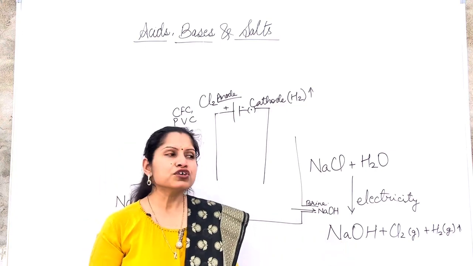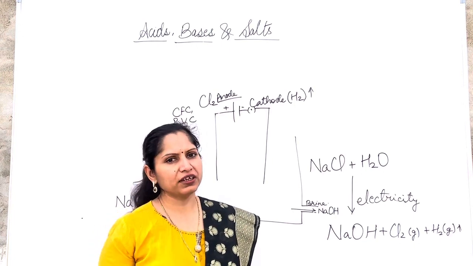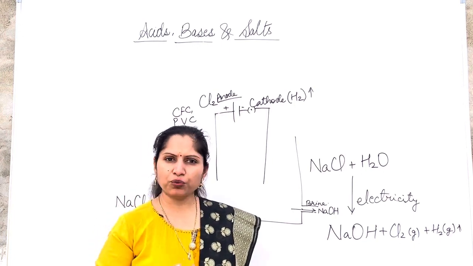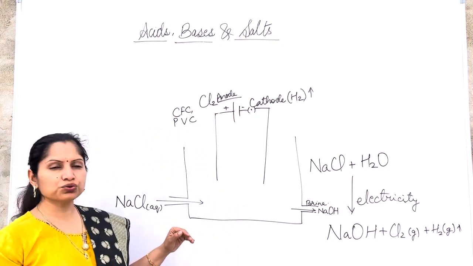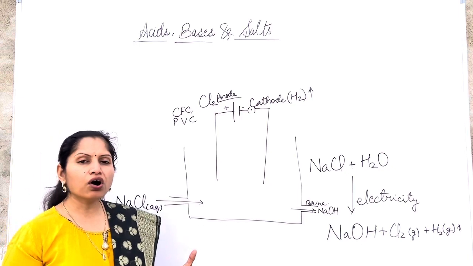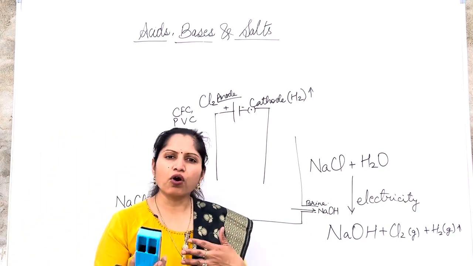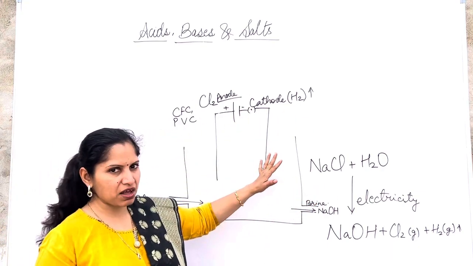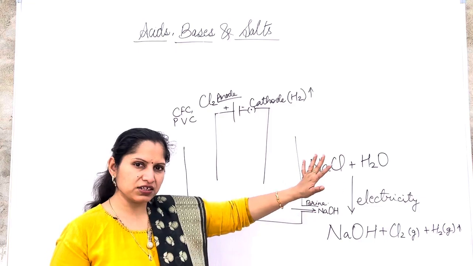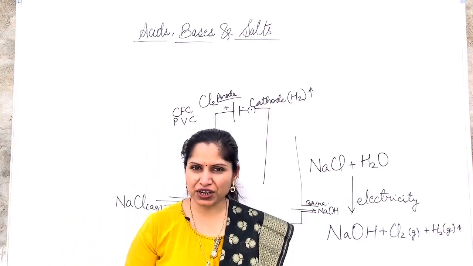You could be asked in your exam to explain the chlor-alkali process, or you could be asked what will happen when electricity is passed through brine, or through aqueous NaCl, or when NaCl is dissolved in water and electricity is passed through it. Any of these questions will have the same answer, that is, this chlor-alkali process needs to be explained. I hope this much is clear to everyone.